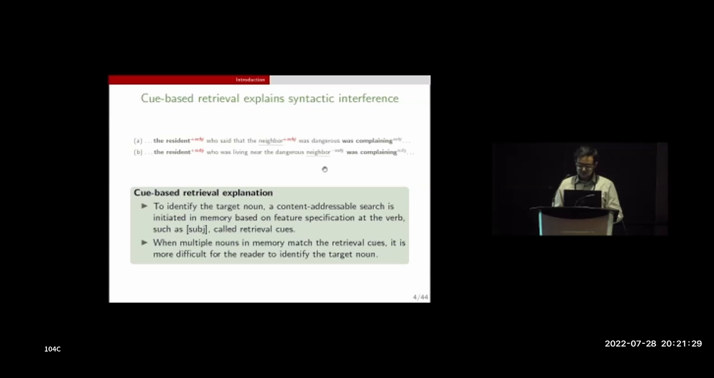The idea is this: in order to identify the target noun, when readers encounter the verb was complaining, they initiate a search in memory based on the feature specification of the verb. For example, here they use the feature specification of subject to search for a noun in subject position. Now in sentence A, there are two nouns in subject position. Due to this shared feature, it is difficult to identify the correct target noun. Because of this, a so-called fan effect arises, which causes a slowdown in retrieving the correct target noun at the verb. So cue-based retrieval explains the syntactic interference in reading.